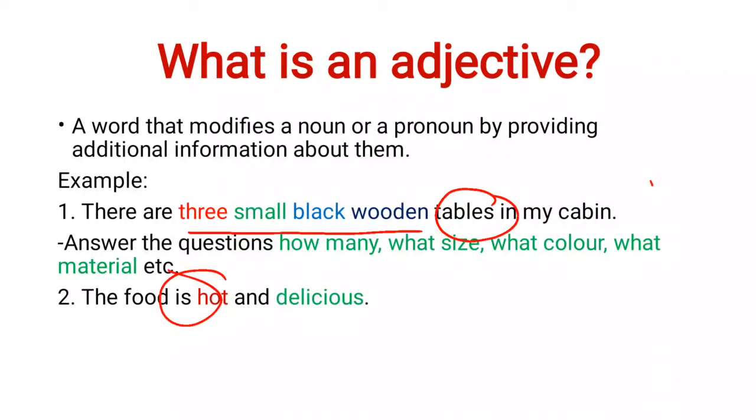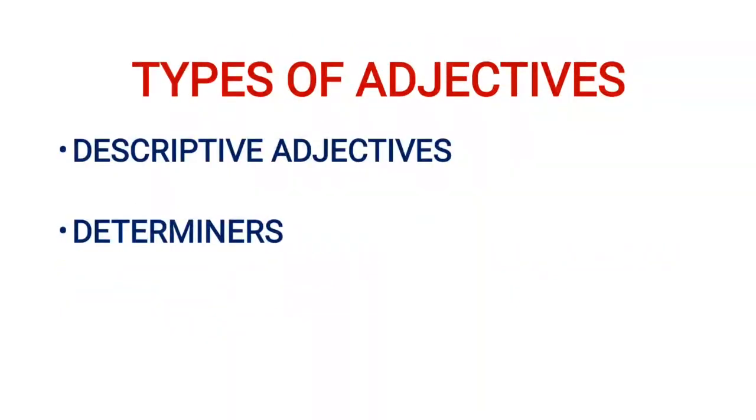I hope now you have understood what adjectives are and how they provide a more comprehensible message to the reader or to the listener. Now, let's talk about types of adjectives. There are mainly 2 types of adjectives in English grammar. These are called descriptive adjectives and determiners.